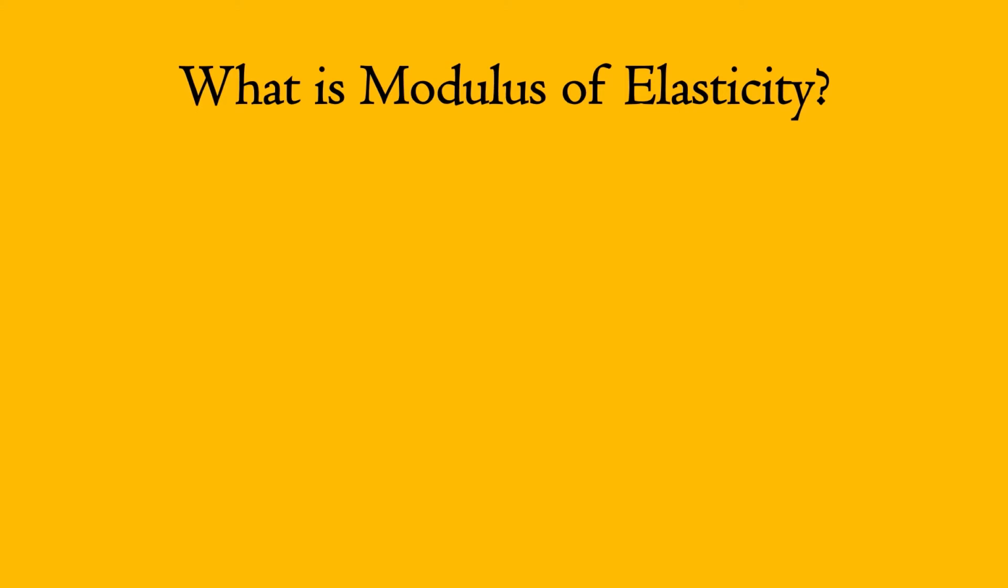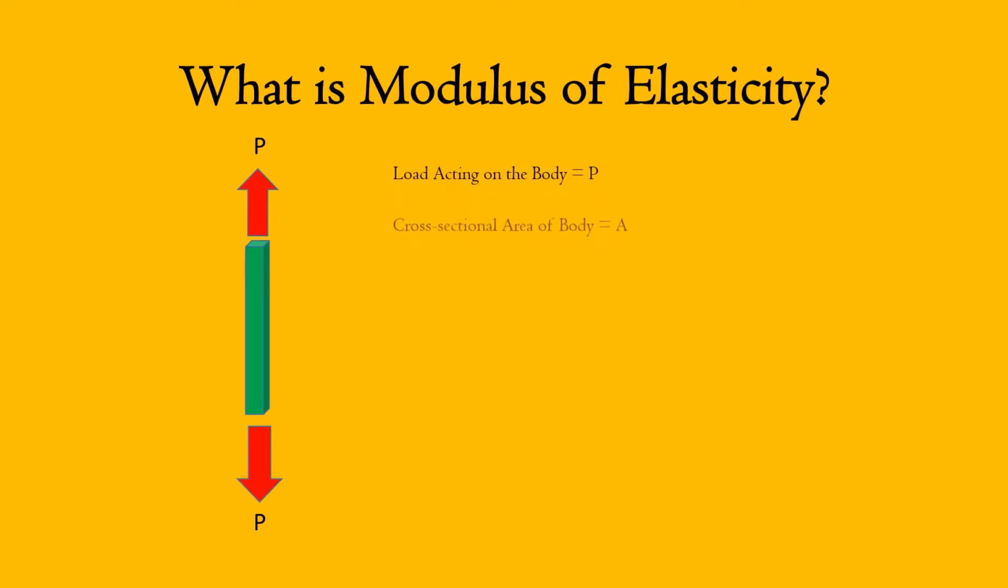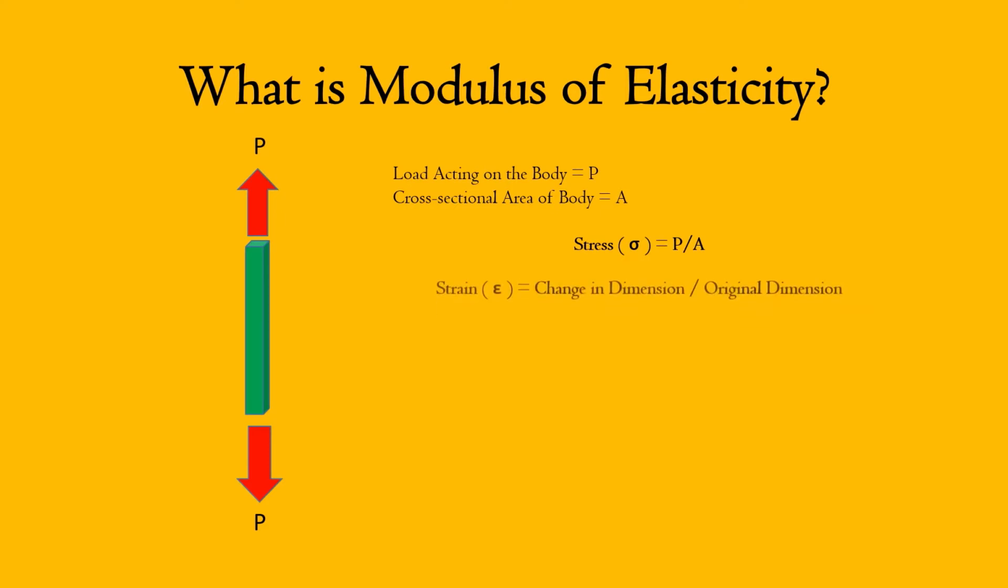This can be explained more clearly by considering a material that is subjected to tensile force by applying a tensile load of P. From the whole arrangement, I can determine the load acting on the body as P, the cross-sectional area of the body, say A, and hence the stress sigma is given by the load P by A. The strain is given by the change in dimension by the original dimension. So this is the whole system of properties that can be derived from a material subjected to a tensile force or a tensile load.